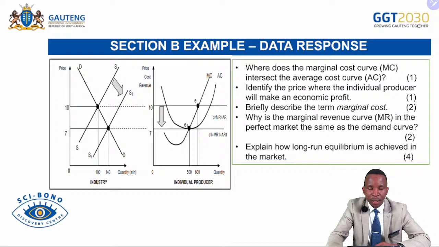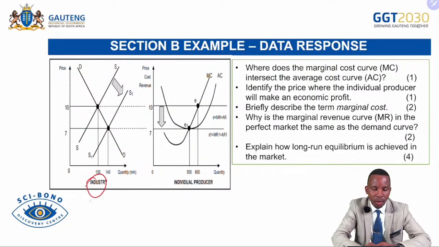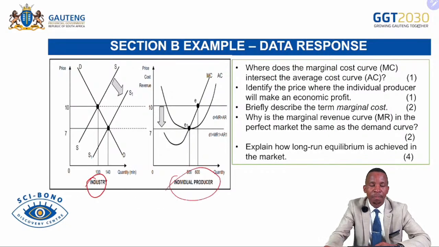So here, we are facing the graph. We are given the graph. These two graphs are indicating the firm as well as the industry. This is the market of the industry as well as the individual firm. So this indicates what? The entry of new firms within the market.